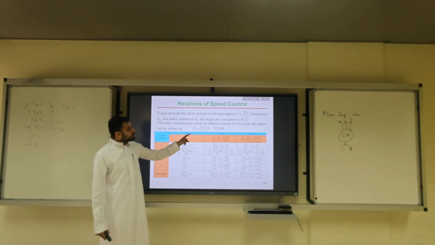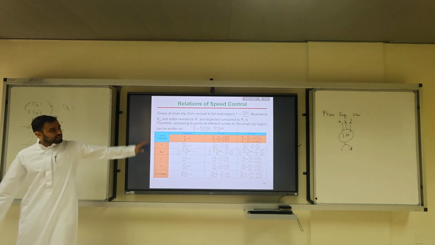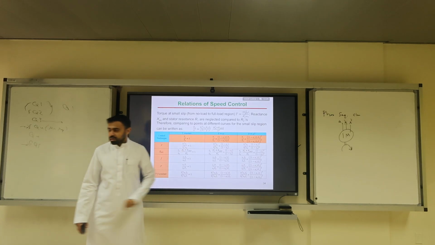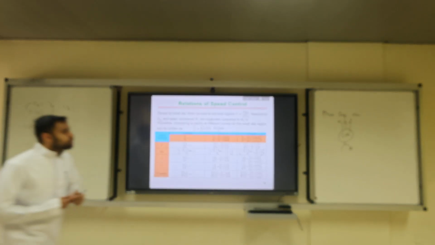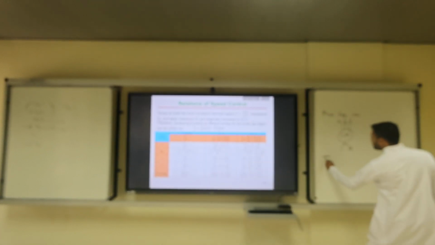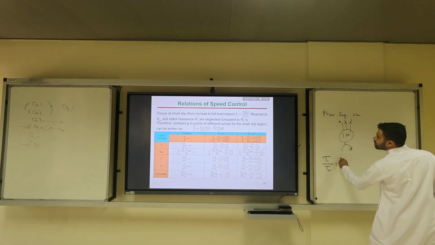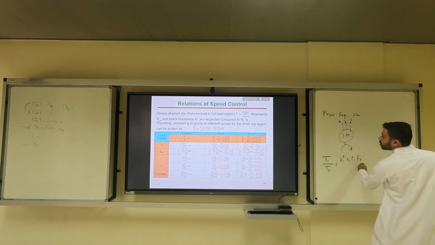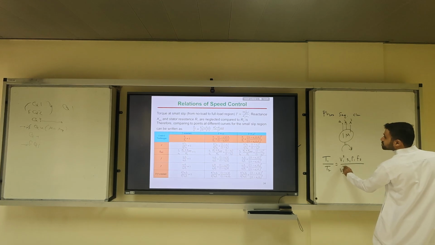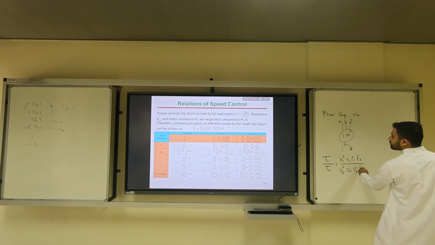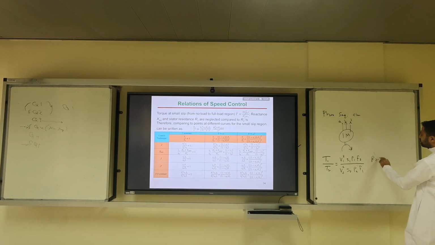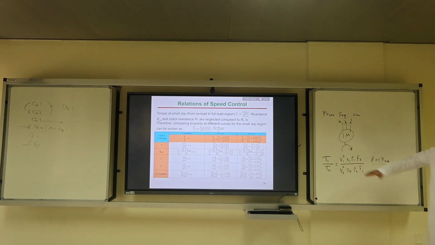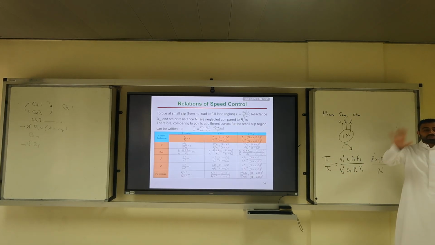Therefore, comparing 2 points, this is not clear, but I will write it down. I'll fix the slides. So this equation is nothing but T1 over T2 equals V1 squared S1 P1 F2 over F2 squared slip 2 P2 F1 times R2 prime plus R external over R2 prime. So we're taking ratios of 2 different points of torque, 2 random points.